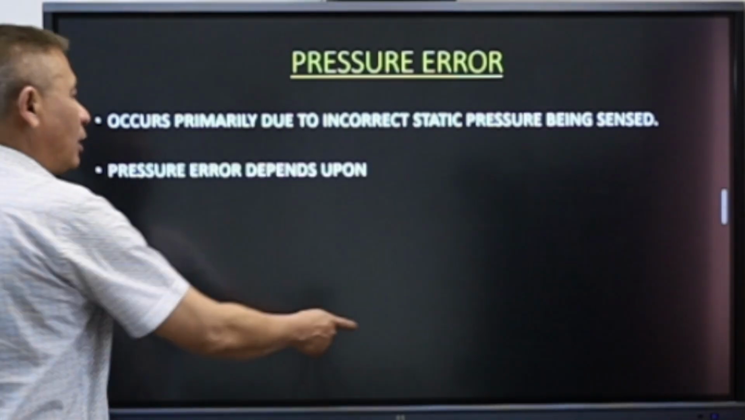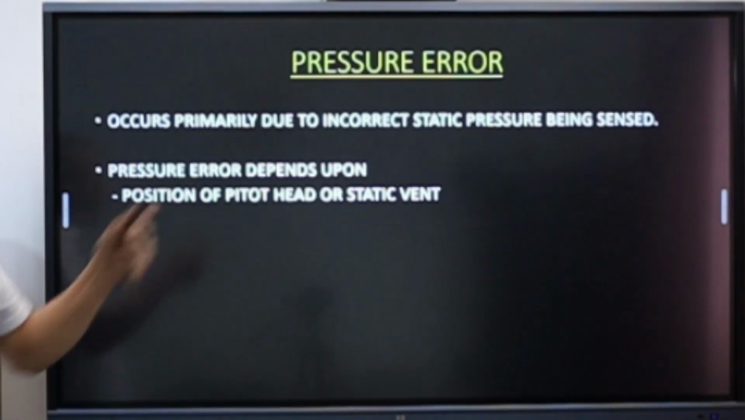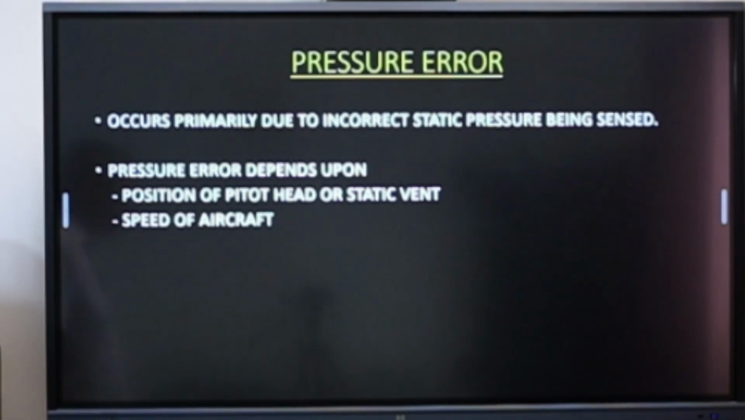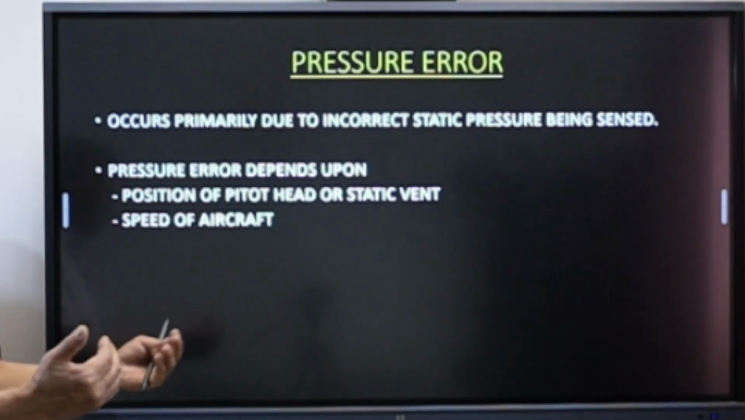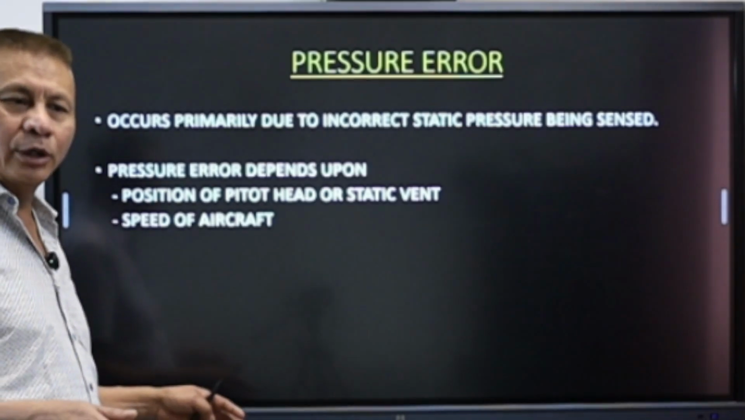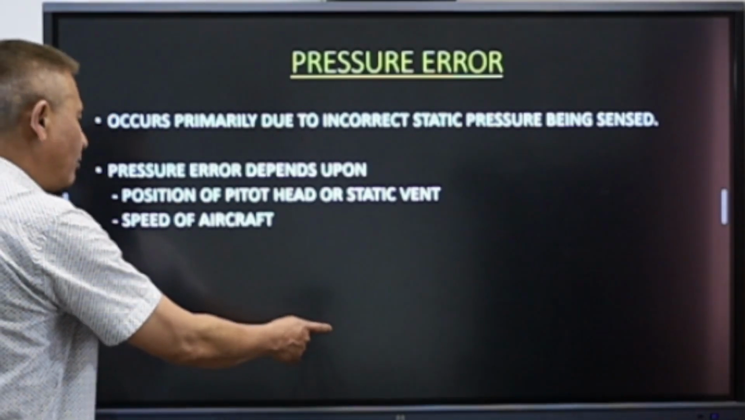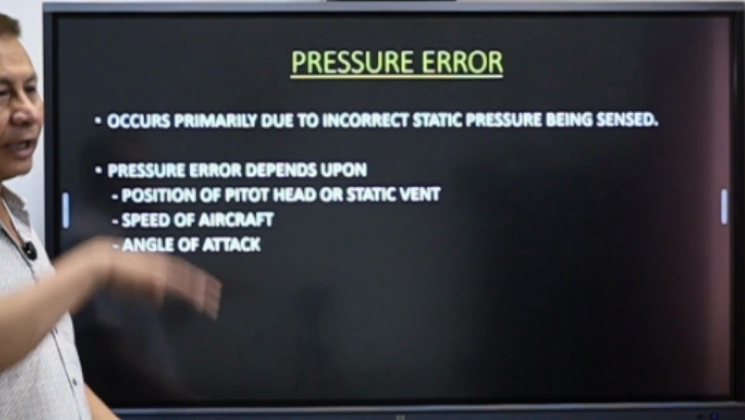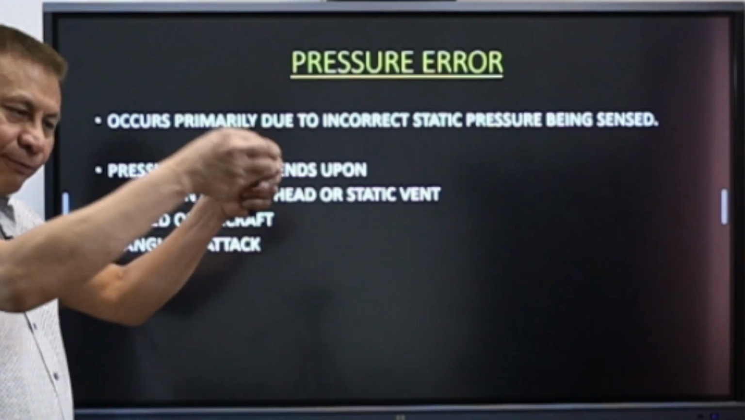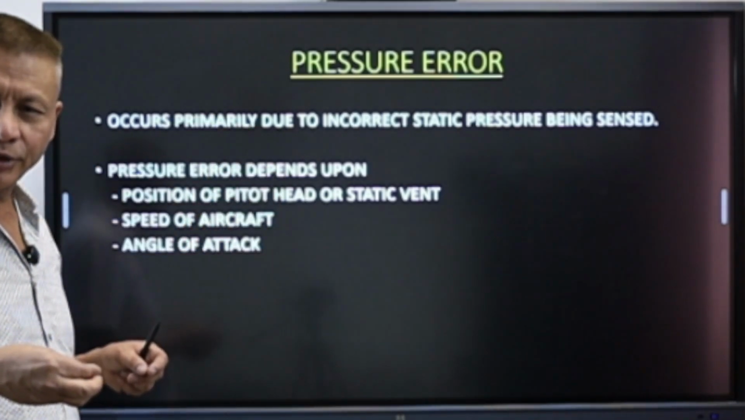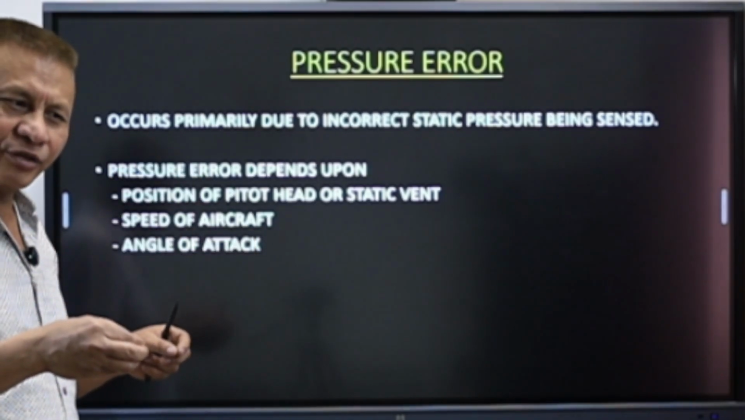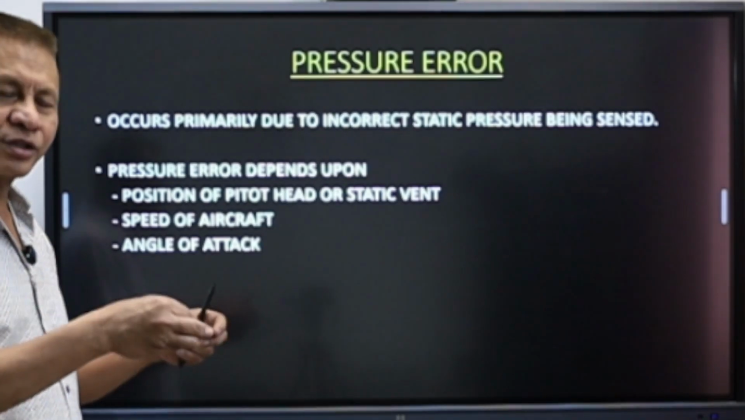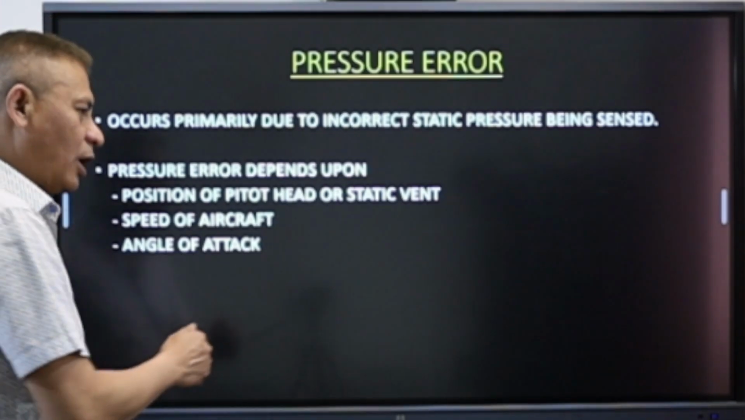The pressure error will depend upon the position of the pitot head or the static vent, and also upon the speed of the aircraft. As the aircraft speed changes, there is always some turbulence around the aircraft, which also influences the accuracy. It will also depend upon the angle of attack. When the angle of attack increases, as we have learned, the flow around the aircraft changes. Whenever the flow changes, there may be some infiltration of dynamic pressure onto the static vent, which may give rise to a particular error.